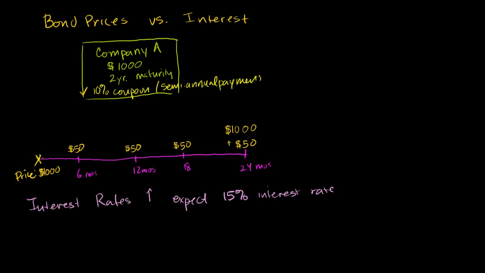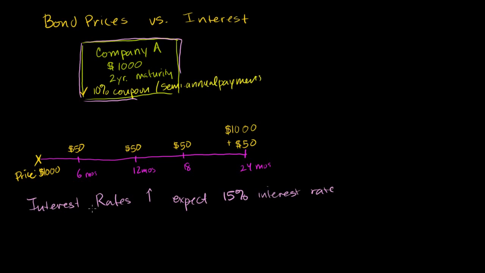Now, let's say you need cash, and you come to me and you say, hey, Sal, are you willing to buy this certificate off of me? I need some cash. I need some liquidity. I can't wait for the 2 years for me to get my money back. How much are you willing to pay for this bond?